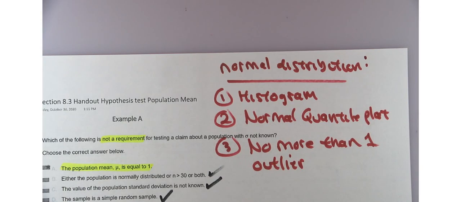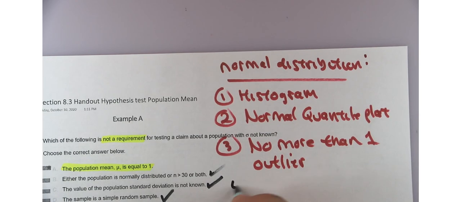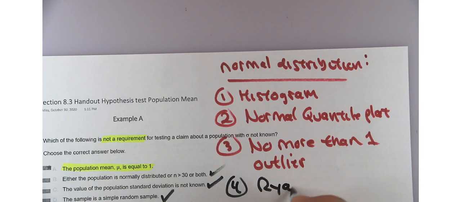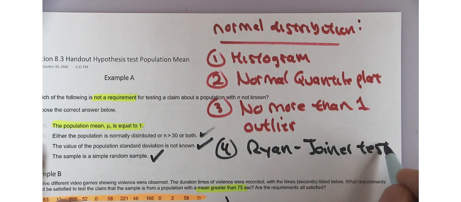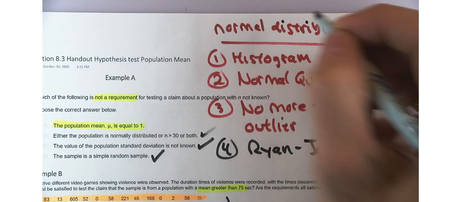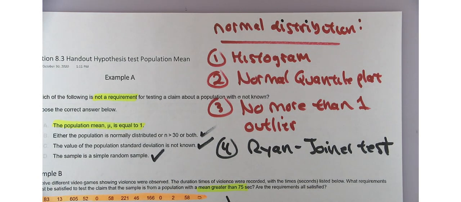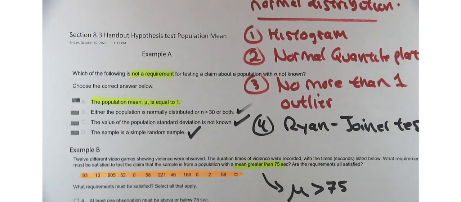Since you guys are doing so good on these, let me give you one more. This could be a bonus point here. There's something called the Ryan-Joiner test. Joiner might have a Y, I'm not sure. In any case, there's a lot of different things you can look at to determine whether or not you have a normal distribution. I'm not in the mood to actually plot this data. I don't think we really have to.